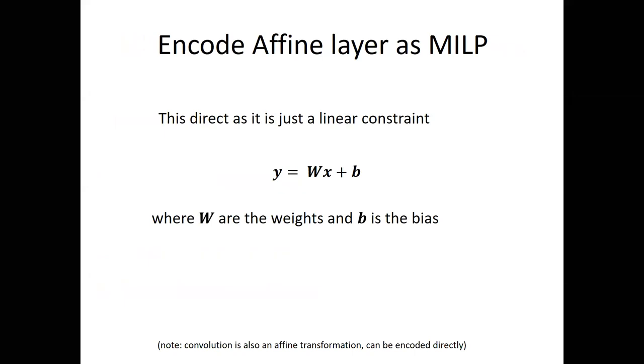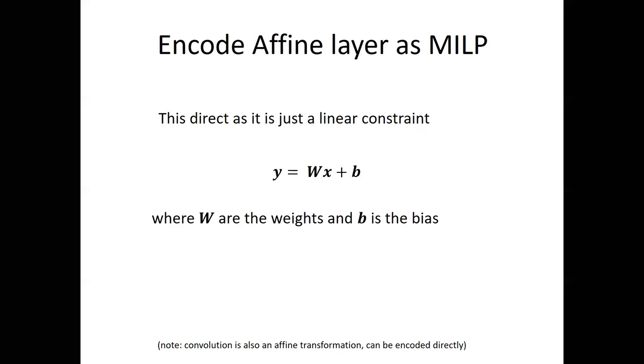So let's see how we encode the affine layer in the MILP instance. The affine layer is fairly direct because it is just a linear constraint, and so you can just encode it directly, it fits directly into the MILP. There is just not really a need to do anything more here except directly encode the computation in the MILP. And here are the weights of the edges as we've seen in our network, and B is the bias associated with the particular neuron.